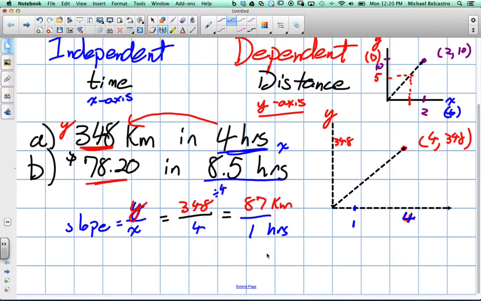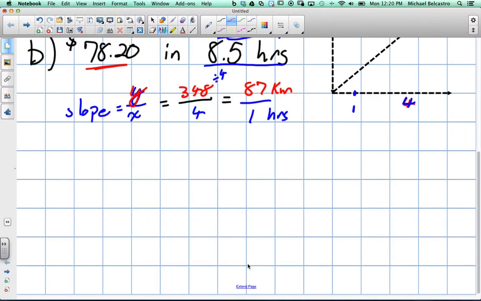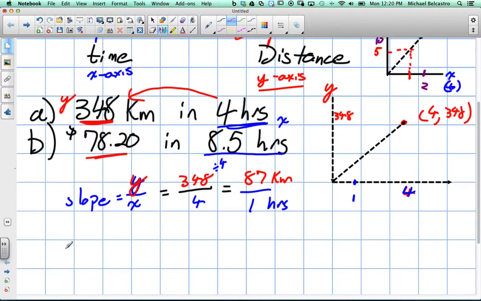Now, instead of doing all this graphing, we can set this up really quickly. We know we put our dependent, or our y, over our x. So y divided by our x is equal to, and which one's our y? What's the number? 78.20, good. So $78.20 divided by what? 8.5 hours. Okay, and this is all we really need to do.